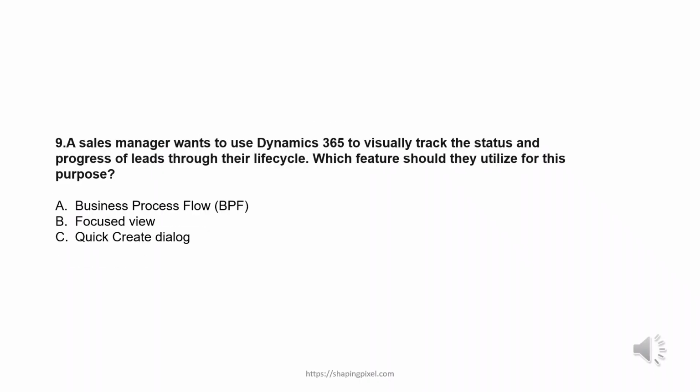9. A sales manager wants to use Dynamics 365 to visually track the status and progress of leads through their lifecycle. Which feature should they utilize for this purpose? Business Process Flow, BPF, Focused View, Quick Create Dialog. Correct answer is option A.